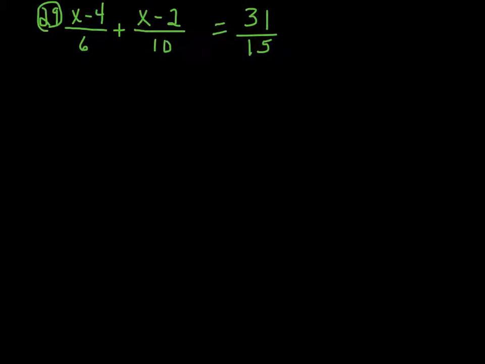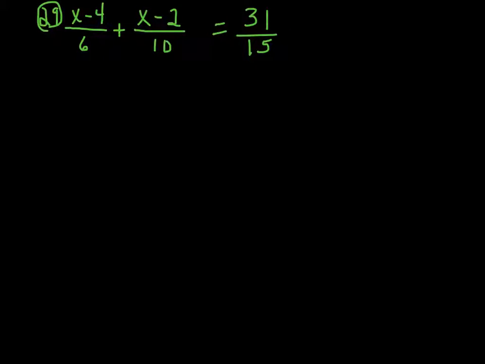We are going to solve fractional equations. So if you would look at your packet, I'm looking at number 29. And if you read the steps, the first step says to find a common denominator. So we have denominators of 6, 10, and 15. I think a good denominator would be 30 because 6, 10, and 15 all go into 30.